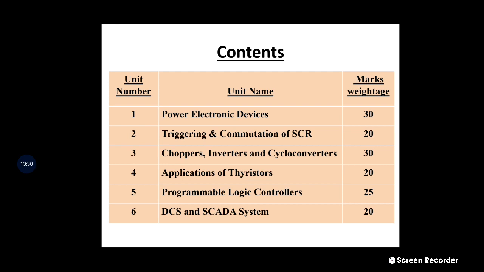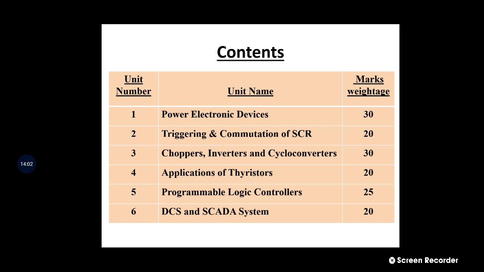So as I told earlier, units 1, 2, 3, and 4 come under the power electronics part. Power electronics part means you are going to study the different types of semiconductor devices, and those semiconductor devices are used in different power electronic systems such as rectifiers, inverters, choppers, and cycloconverters. Those power electronic converters are useful to provide the required power supply to the particular machines in an industry, right?